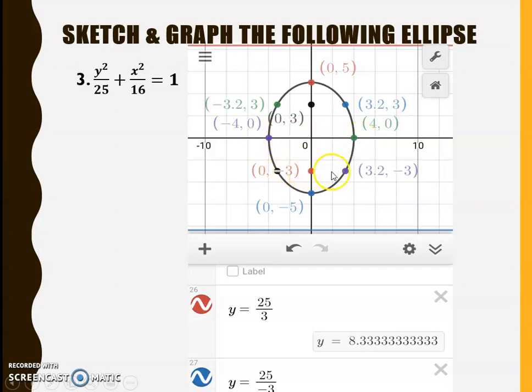And your latus rectum, and your directrix: 25 over 3 and negative 25 over 3. So that covers the latus rectum and directrix.